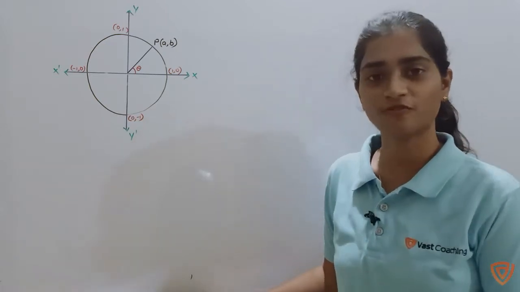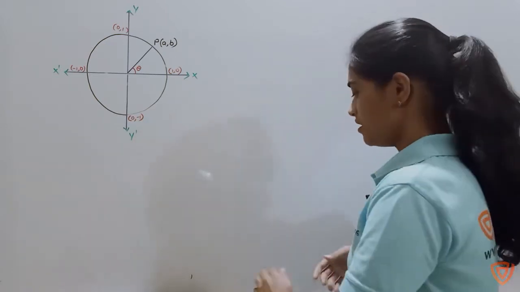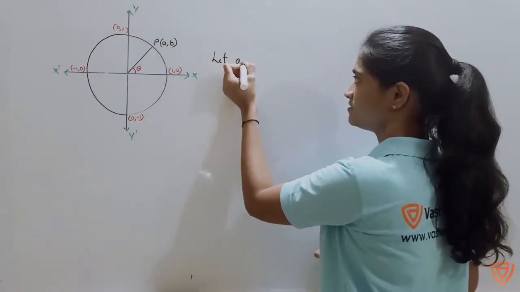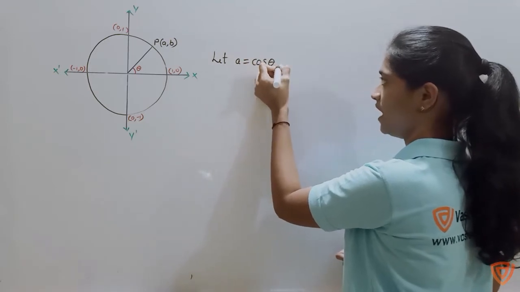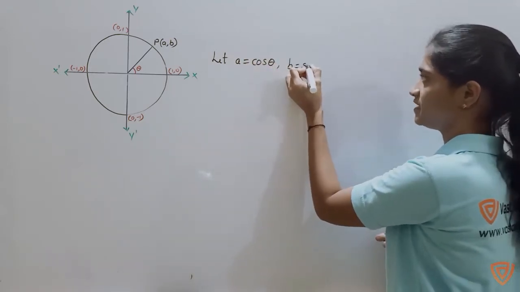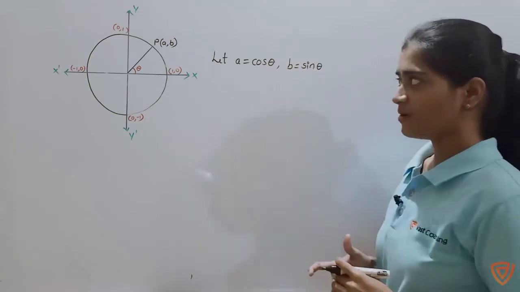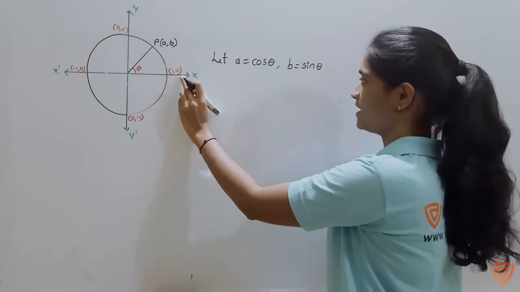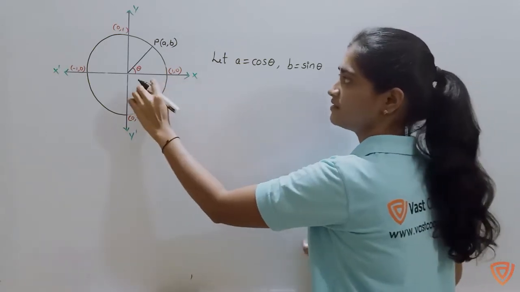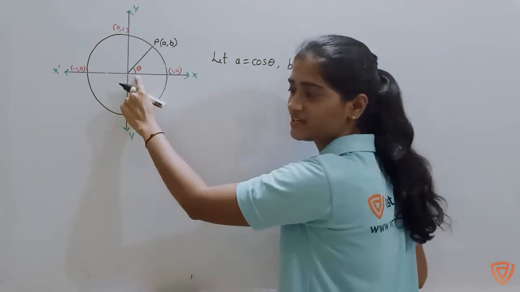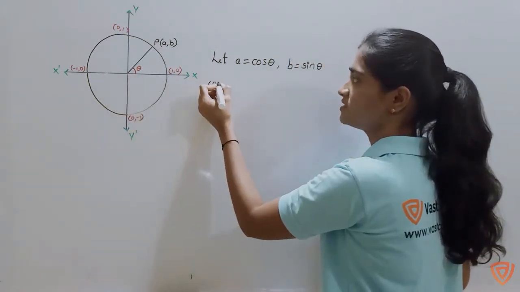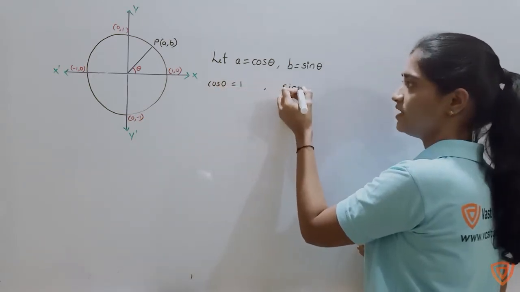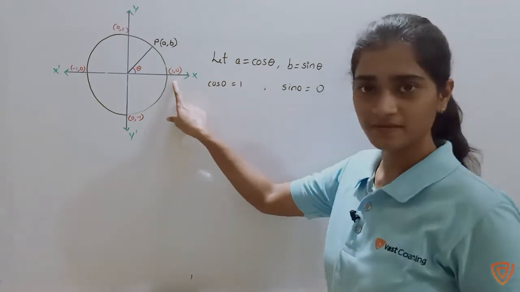And in terms of pi, radian, let us talk. See, let us define a few things. Let a be equal to cos theta and b be equal to sin theta. From this figure, we can make out that this is cos theta followed by sin theta. Here theta is forming 0 degree, right? So we have cos 0 is 1, sin 0 is 0, right?